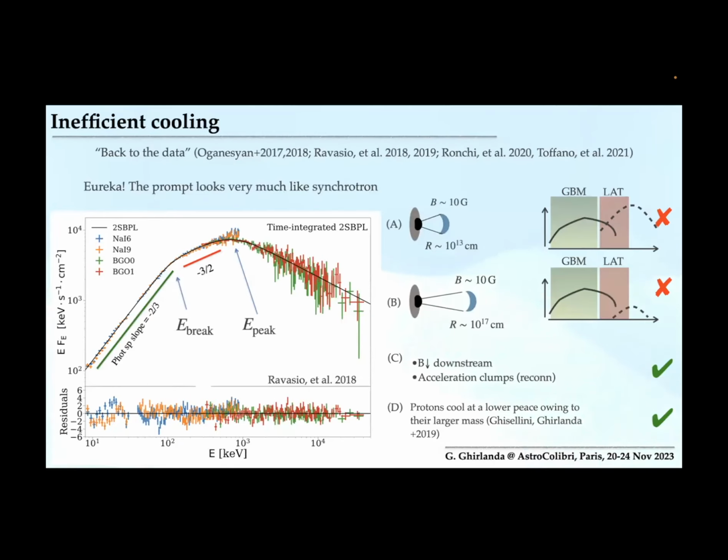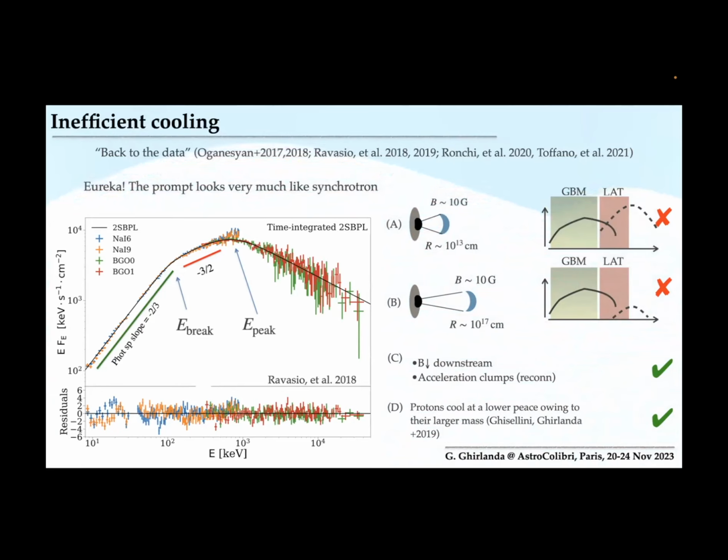Okay, so the possible solution came by going back to the data, analyzing Fermi bursts, where we discovered that the spectrum is a bit more complicated than what we thought before, due to the appearance of a break below the peak of the nu F nu. And as you see here, we found that in several bursts, the slope between the break and the peak and below the break is consistent with the slope that synchrotron cooling predicts.